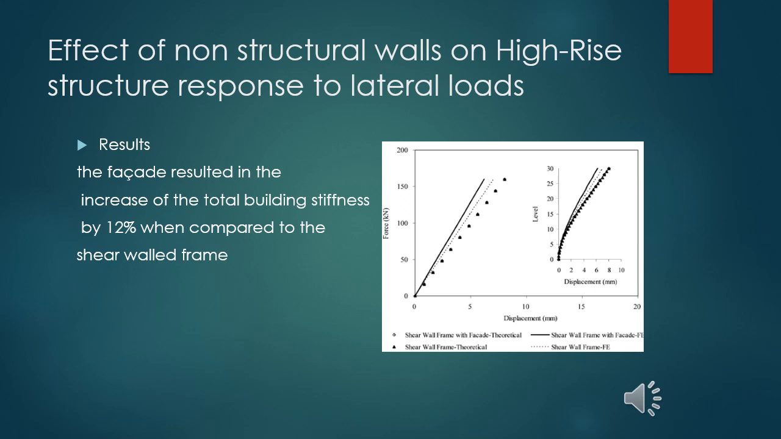The glass curtain wall increased the building stiffness by almost 12% when comparing the shear wall frame with the shear wall frame with facade.